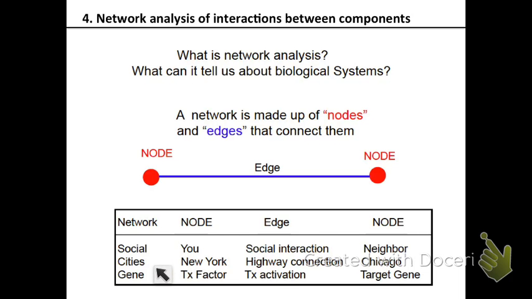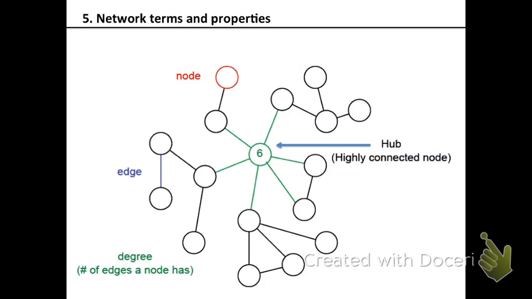So a highway network, right, would connect cities. So in this case, New York City would be a node. It will have a highway connection to Chicago. And then another network could be the genes. So in this case, the nodes could be genes, like a transcription factor. And the edge would be that transcription factor activating a target gene, which would be another node. Okay, so these are the types of edge and node interactions that you can measure.